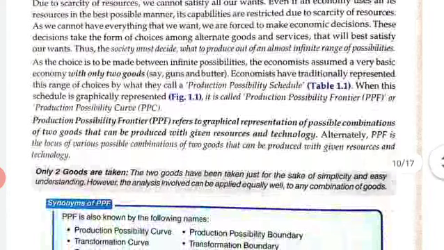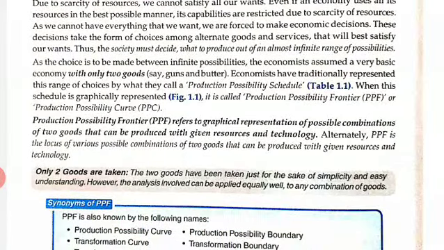The production possibility frontier refers to the graphical representation of possible combinations of two goods that can be produced with given resources and technology. Whatever resources and technology the economy has, if the combinations of the two goods it can produce are presented graphically using the x-axis and y-axis, that is called the production possibility frontier. Why only two goods? The two goods have been taken just for the sake of simplicity and easy understanding.